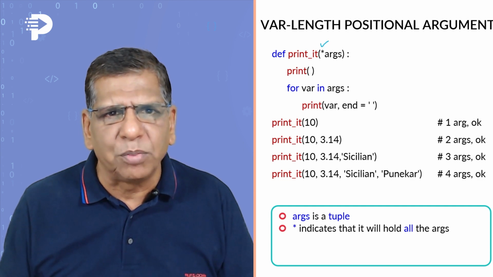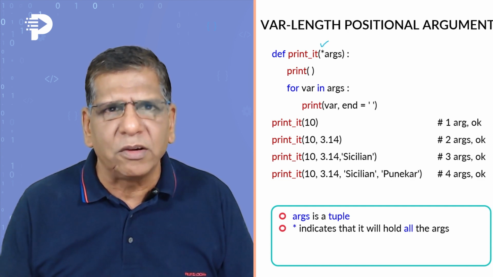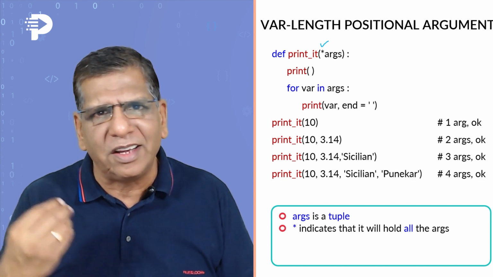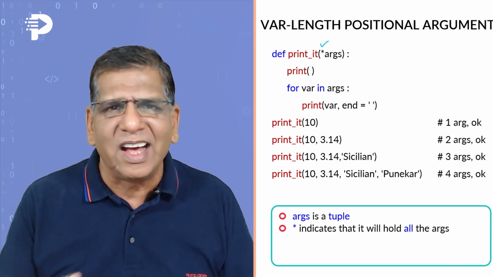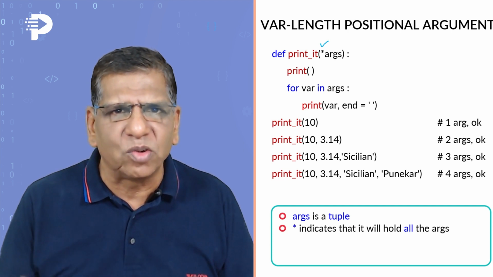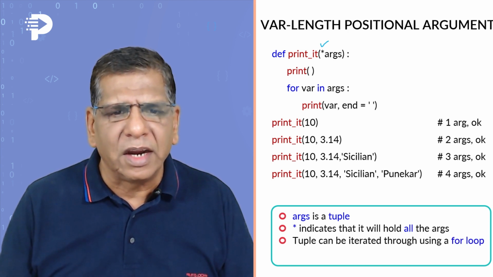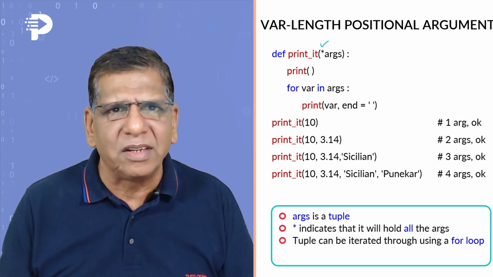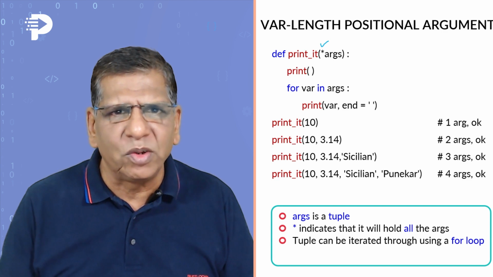So star is important. It indicates that whatever you pass, I am willing to accept it in args. That is why 2 arguments, 3 arguments, 4 arguments, 5, 10, 15, 20, any number of arguments you pass, args would be able to collect it properly. All will get stored in a tuple. And once stored in a tuple, running a for loop on that tuple is hardly an issue. We have been doing it all along.